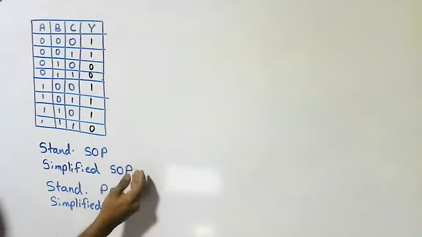No need to draw the logic circuit and no need to convert it into universal gates, because we have already discussed more questions related to that. So I expect the standard SOP expression and simplified SOP expression. You have to simplify it using Karnaugh maps. Standard POS expression and simplified POS expression, you have to simplify it using Karnaugh maps, right?